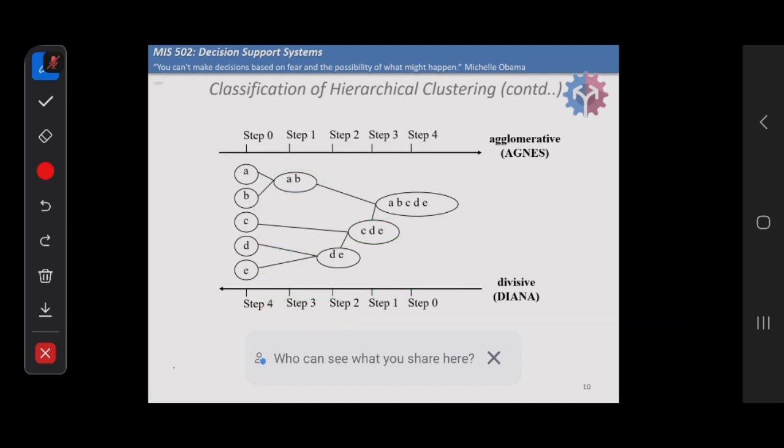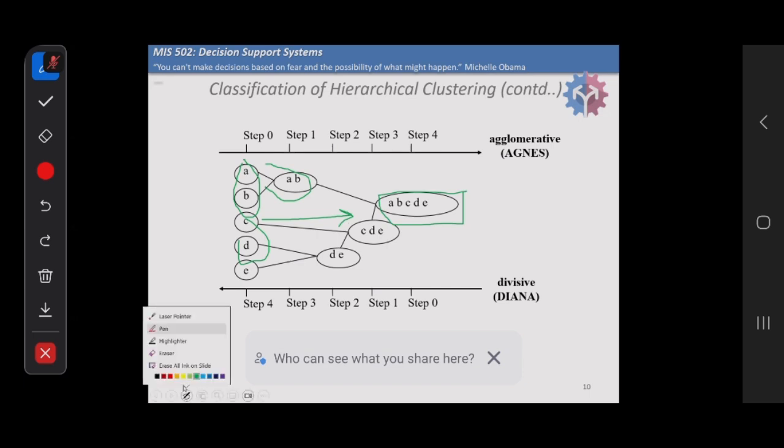I did not understand the divisive, what you said a second ago. Okay, sure, no problem. In agglomerative, how were you going? You were merging, which means that you're going in this direction, merging upward. So this is like the top, and your direction is going like this.